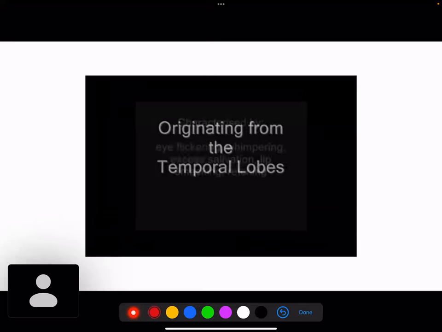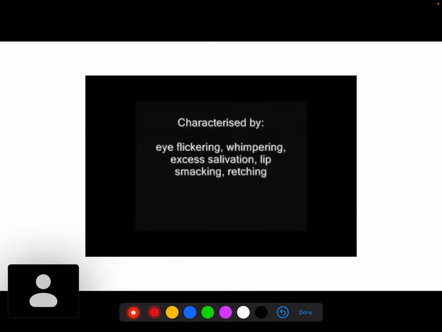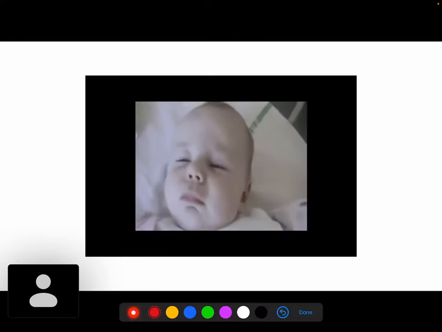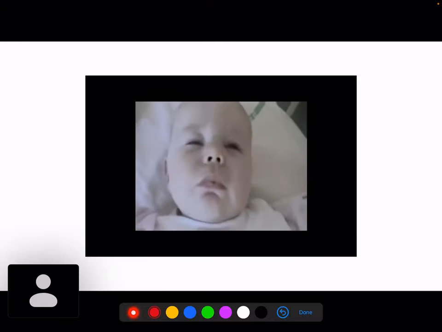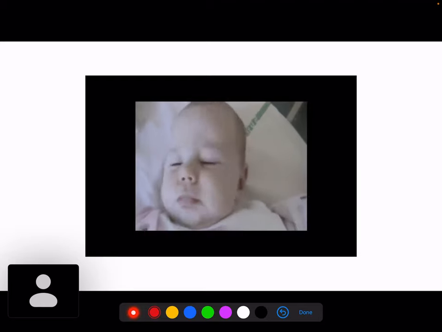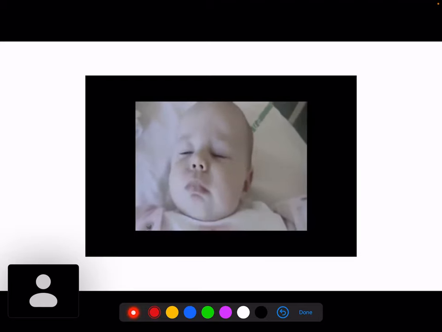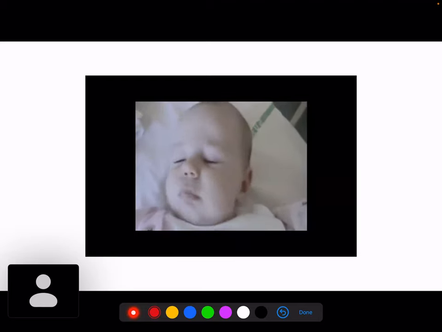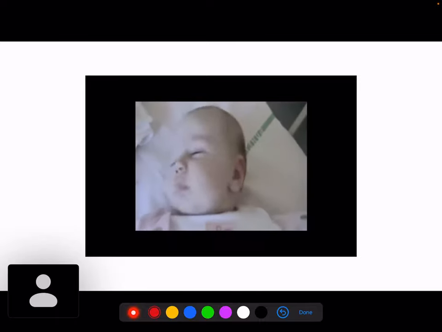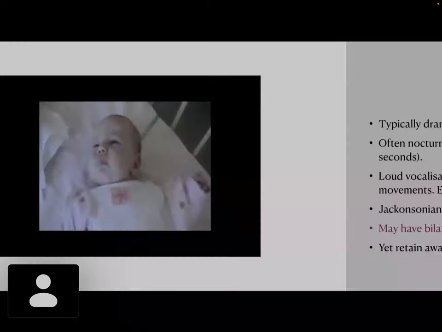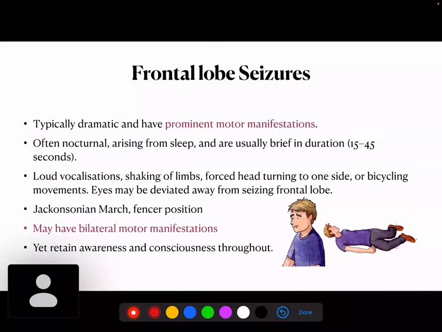So you can see a temporal lobe seizure with automatisms in this kid. Check the face, the mouth, the eyes, blinking, the oral automatism. So this is one kind of temporal lobe seizure that takes place. Frontal lobe seizures are also very different.